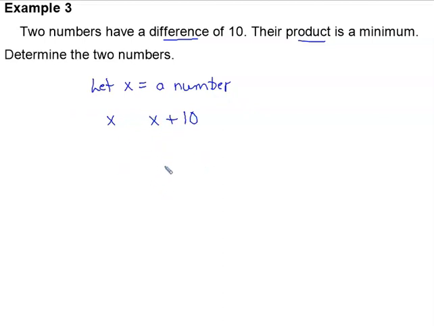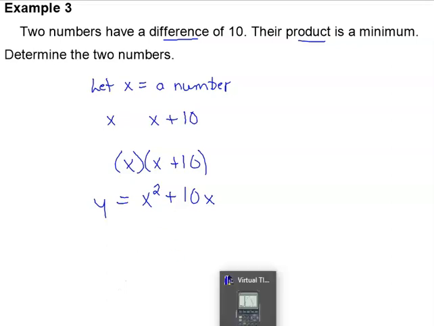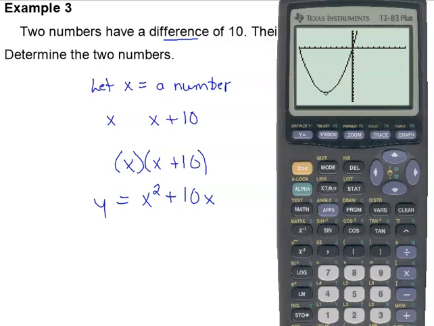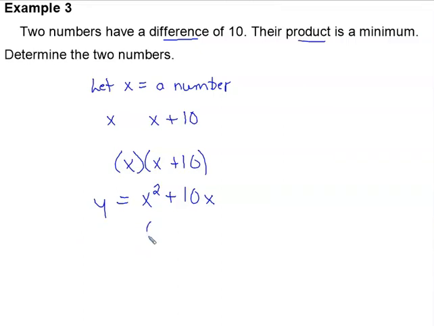And I know that their product is going to be a minimum. So product is multiplication. So if I multiply my x and my x plus 10, that would give me x squared plus 10x. So if I go in and I graph this on my graphing calculator, I will have a graph that looks something like this. So I have this graphed. I can go in here and calculate this minimum. And if I do second trace minimum, I will have a minimum of negative 5 and negative 25. So in this case, my x is going to be equal to negative 5.